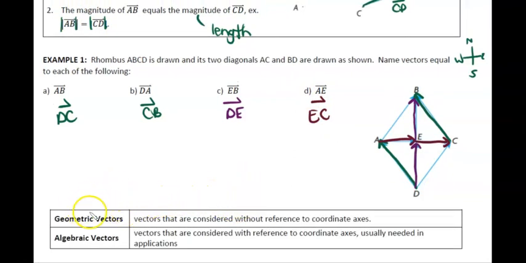Okay, so last definitions here, geometric vectors. These are vectors that are considered without reference to coordinate axes. What that means is like an X and a Y. They're not referencing X, Y; they're more like this picture here, where it's just in general, maybe northwest, east, south. Whereas algebraic vectors are considered with reference to a coordinate axis, and this is usually needed in applications.